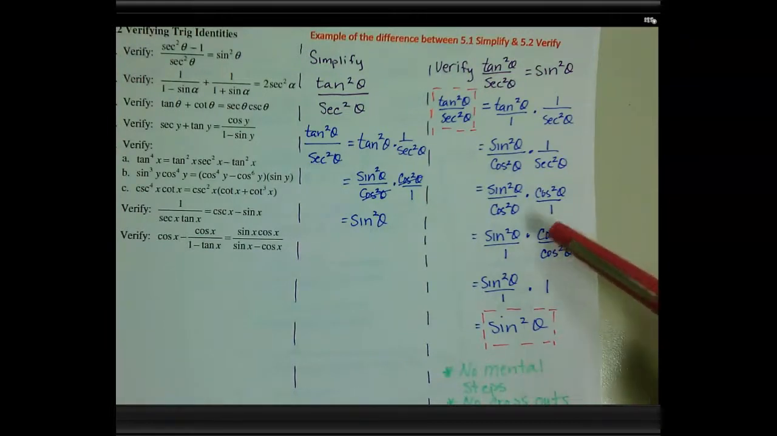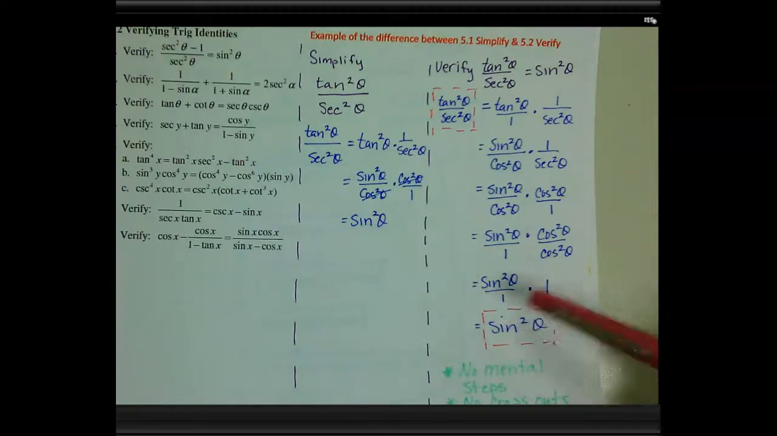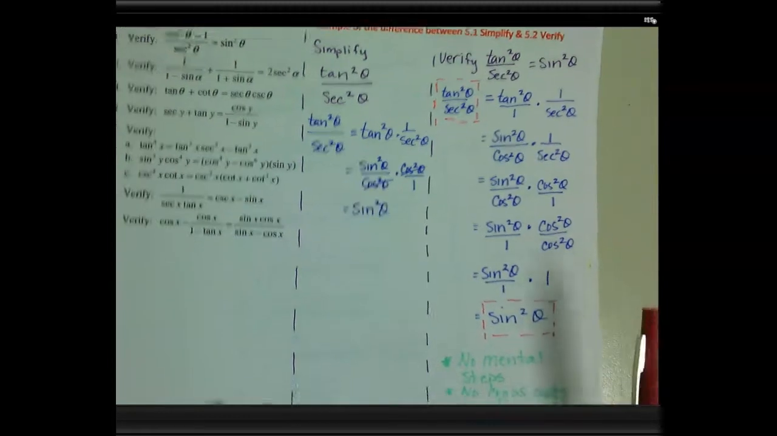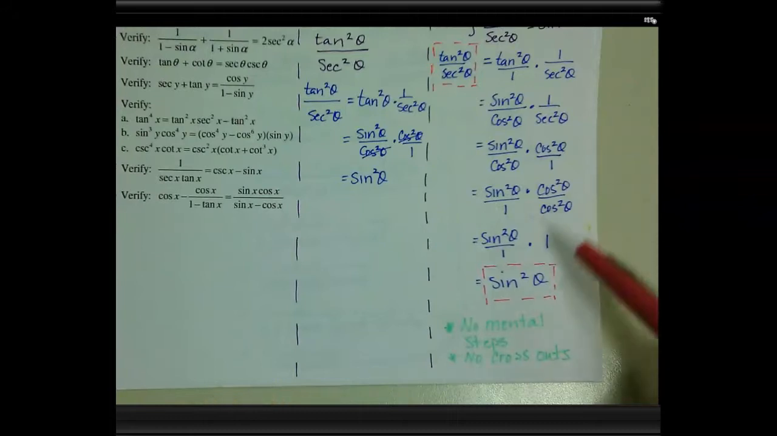So now that you can see it here, you can make the replacement here. And then you're left with sine squared theta times 1. So no mental math steps, no crossouts. And this is the end.